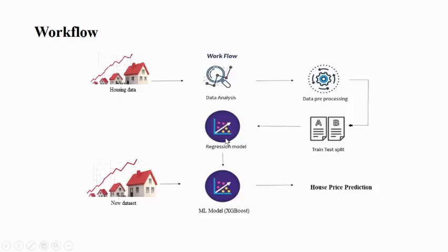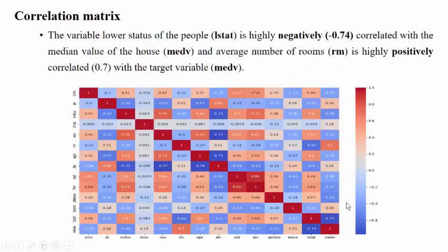Finally, based on the highest accuracy achieved, I used that particular machine learning algorithm to develop and deploy an app which can easily predict the price of a house in the Boston region.